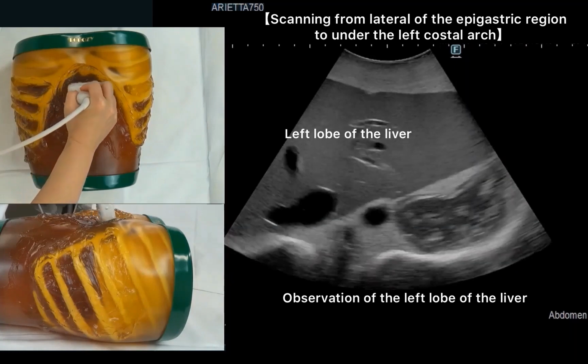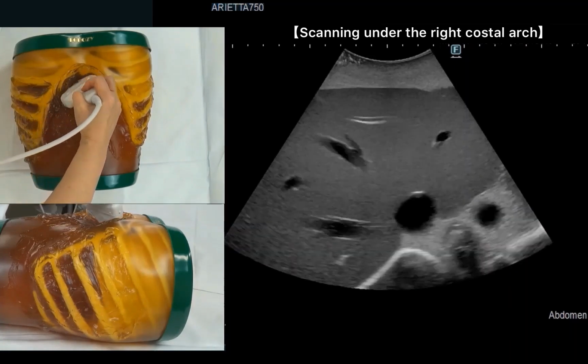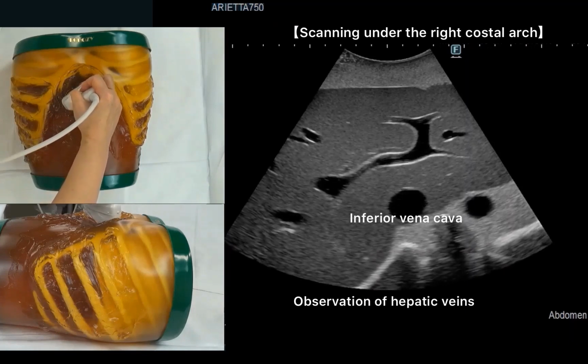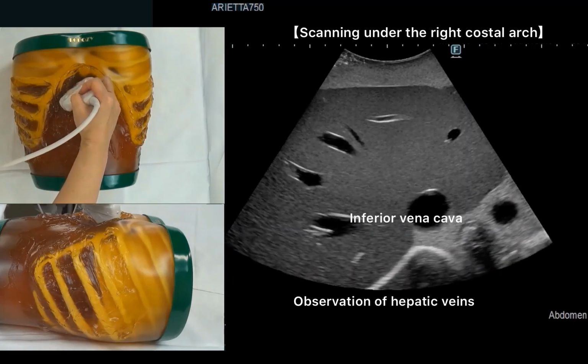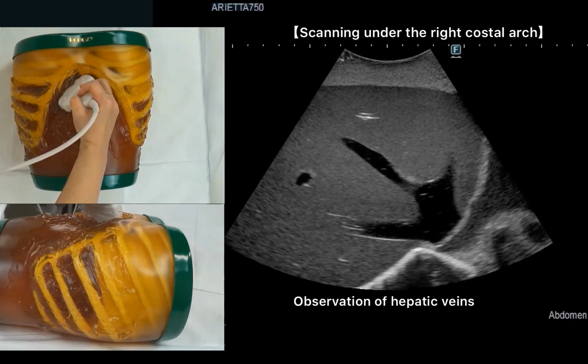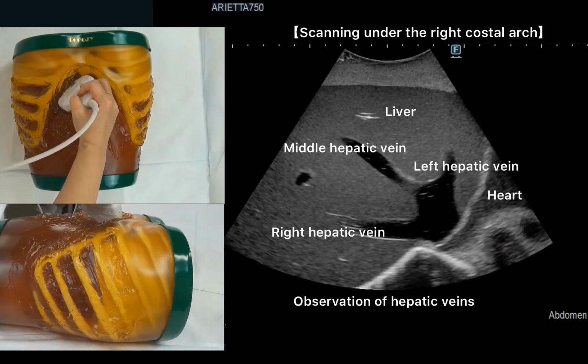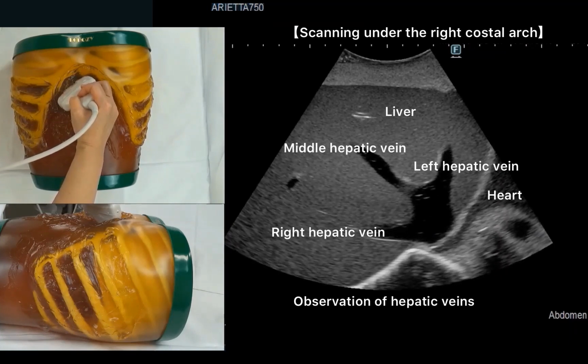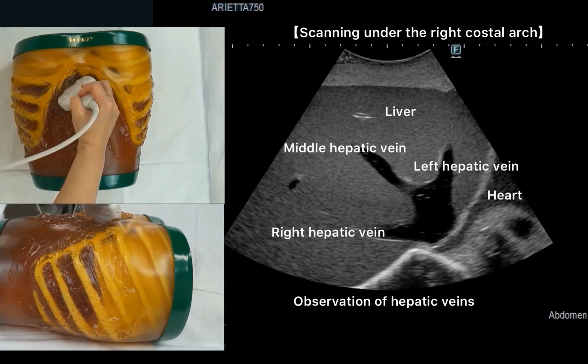If you can observe it, we will look at the veins next. You can see the inferior vena cava in the background. If you look up, you can see that the hepatic vein joins the inferior vena cava. The left hepatic vein, middle hepatic vein, and right hepatic vein can be observed.